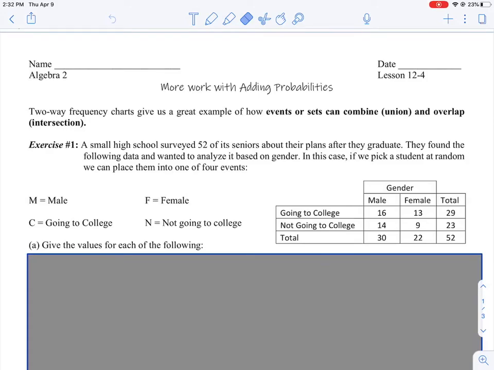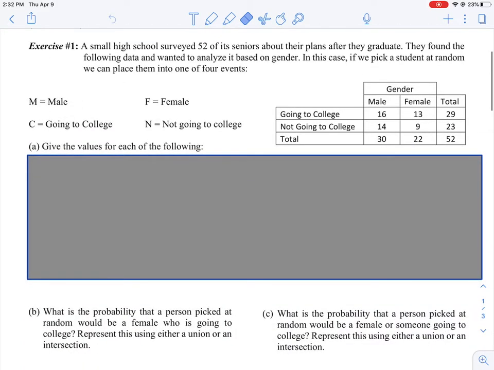Hi everyone, for today we're going to continue working with adding probabilities, but specifically we're going to look at these two-way frequency tables and how we can find probabilities from these. So what I would like you guys to do, if you could just please pause this video, I want you to try to look at this table and try to fill out part A for me.